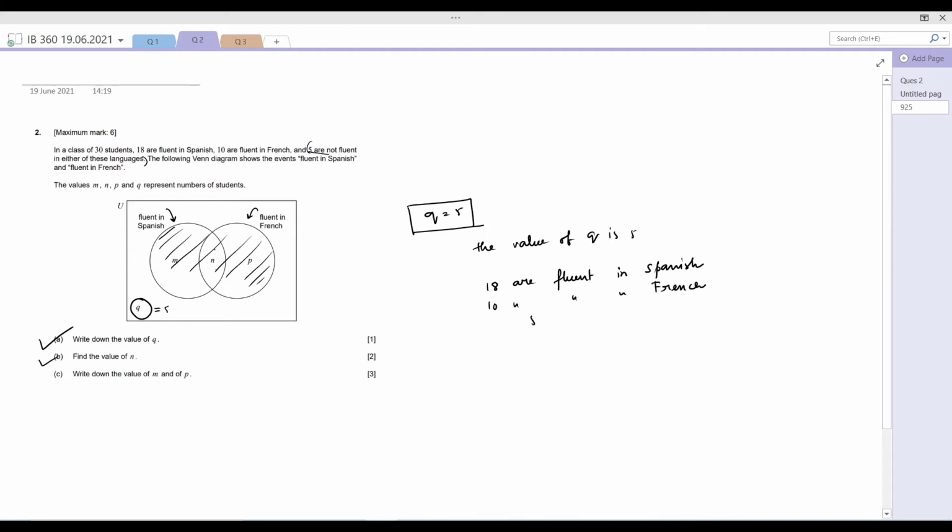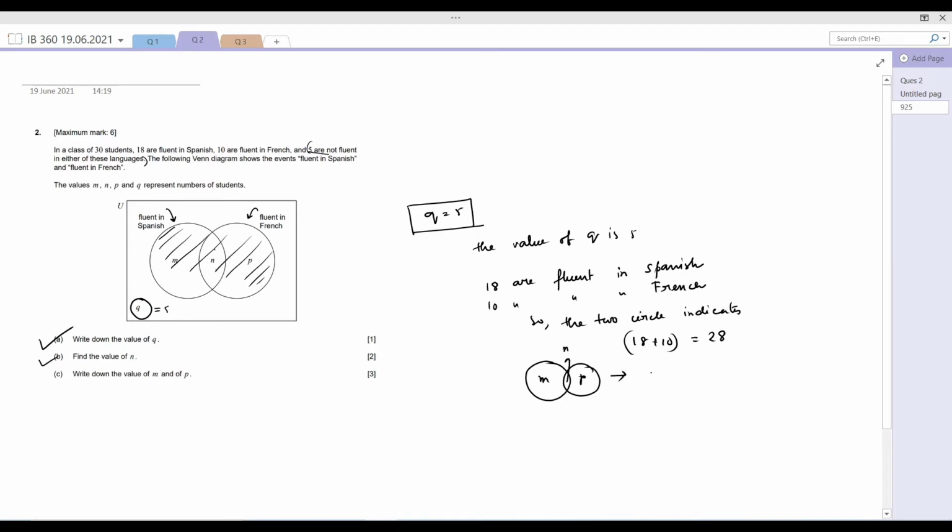So the two circles indicate 18 plus 10 equals 28. The two circles indicate 28. But here n will be counted twice, because if we add the two circles, this is the M circle and this is the P circle, and this middle value is n.